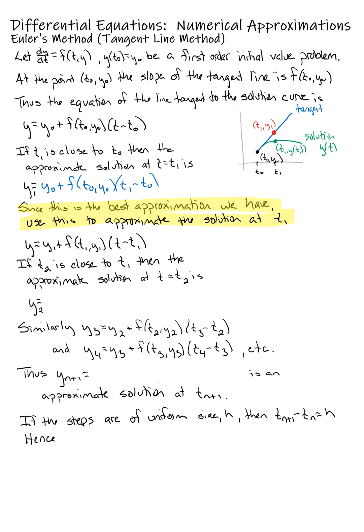All right, so at this point, the best approximation we have is this y1, using this t1 value. So now let's use this t1 and y1 to see if we can get another approximation, and that's exactly what we do. So now we have a new equation: y is equal to y1 plus f of t1, y1, times t minus t1.